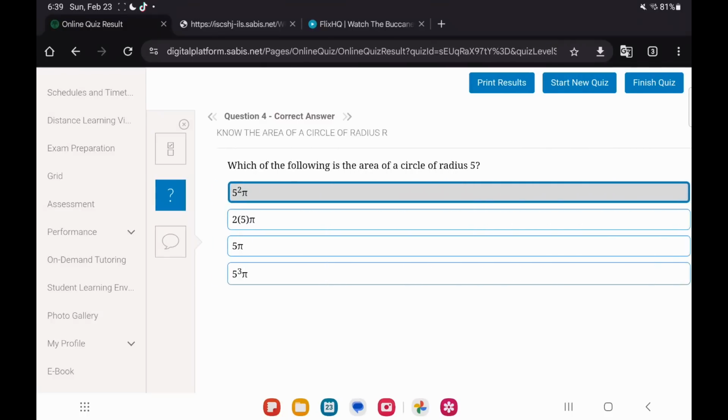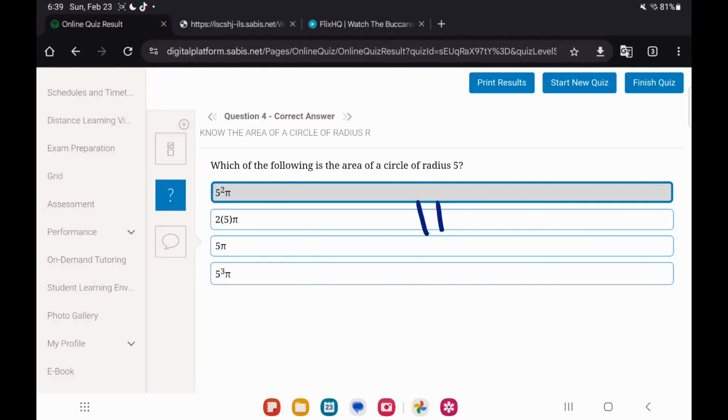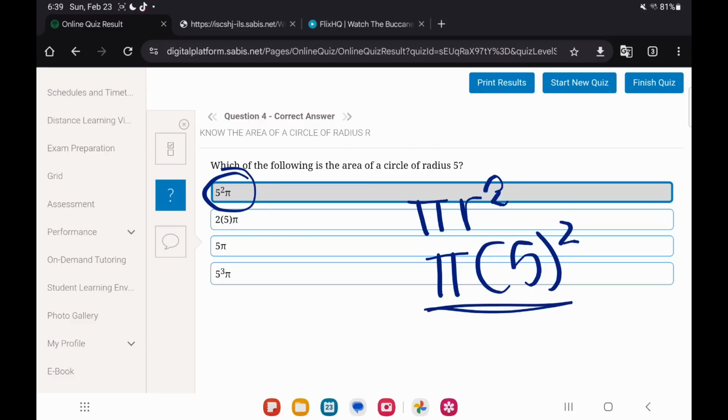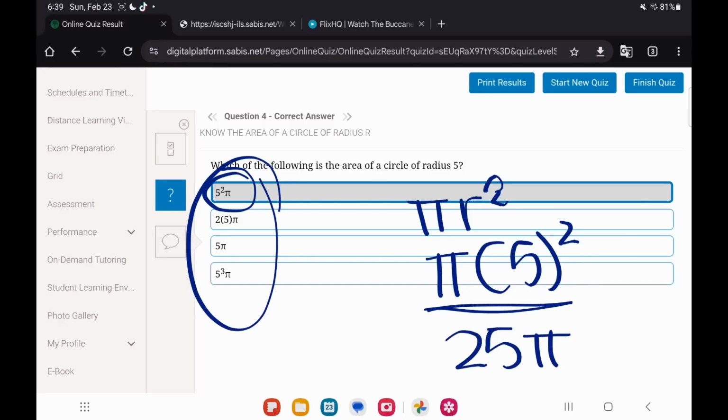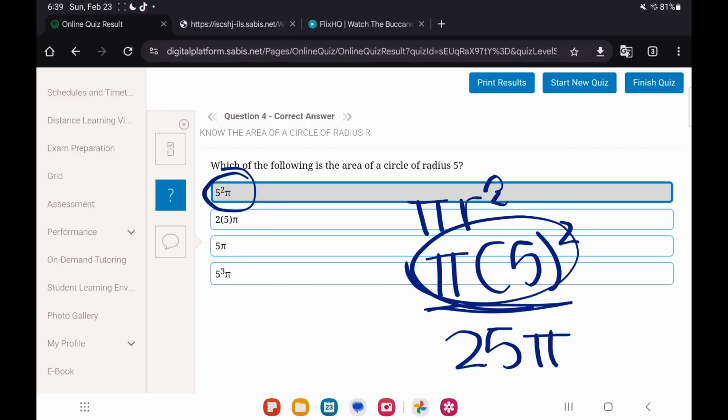Now number 4. The area of a circle when you don't have an angle is pi r squared, so it's pi 5, because the radius is 5 squared. Here they gave you this, which when you simplify is 25 pi. They don't give you any answer with 25 pi, so you just use this one. So that's why you have to solve on your sketch paper, because if you just did it in your mind, you wouldn't know what the answer is.